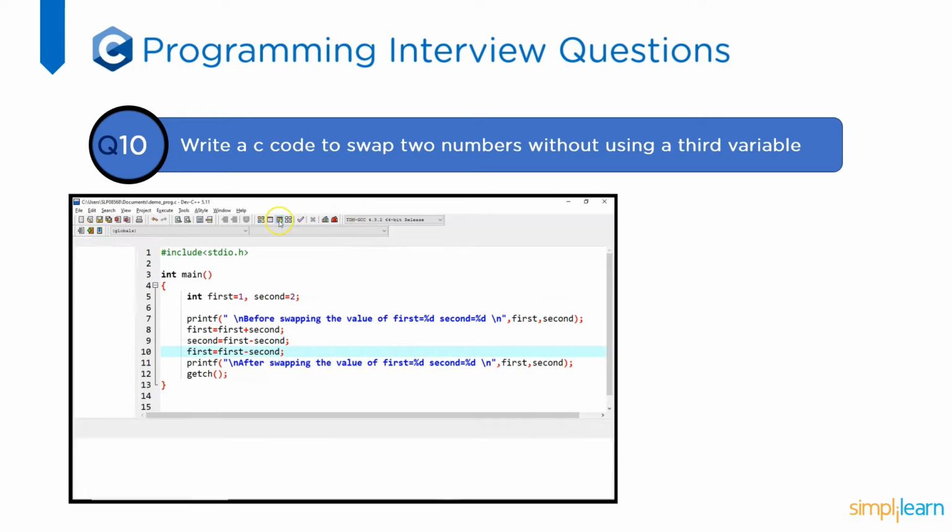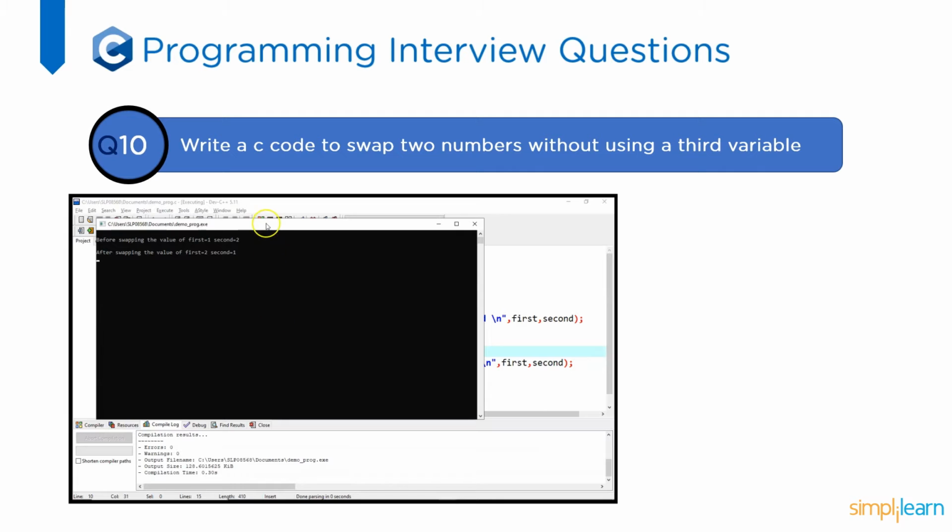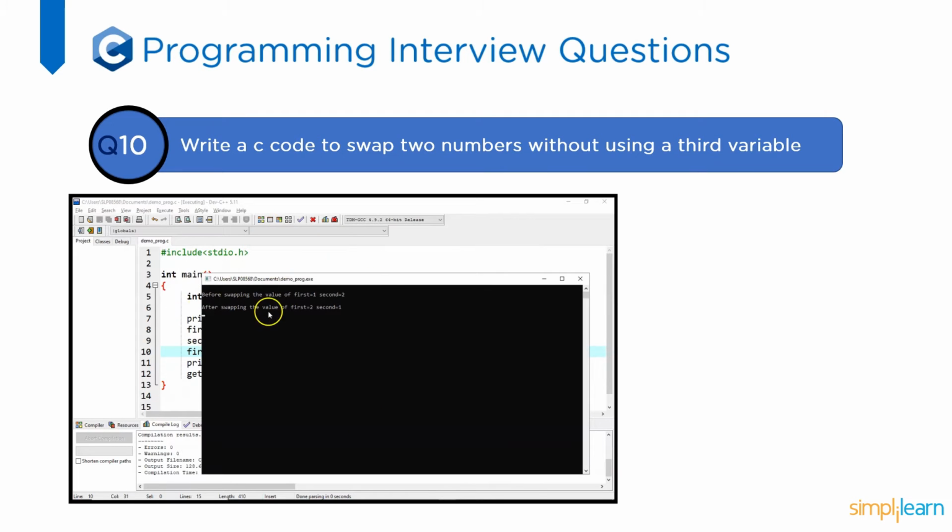So now let's run it. So as you can see on the screen, before swapping the value of first is equal to 1, second is equal to 2. So after swapping the values have exchanged. So first is equal to 2 and then second is equal to 1.